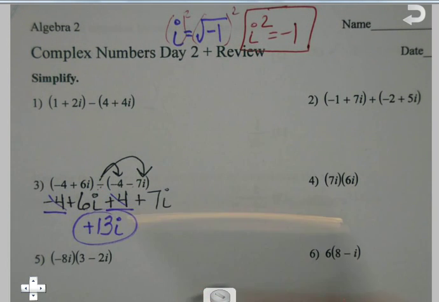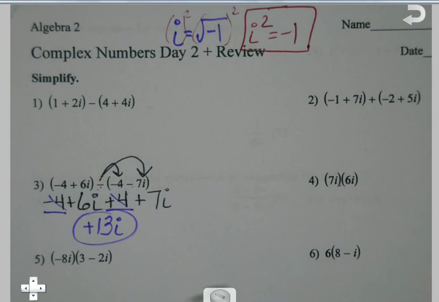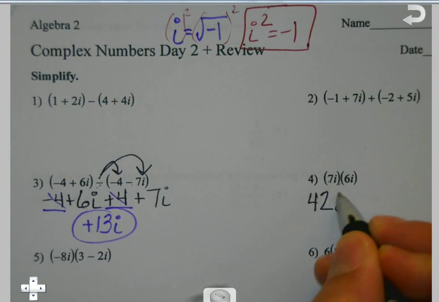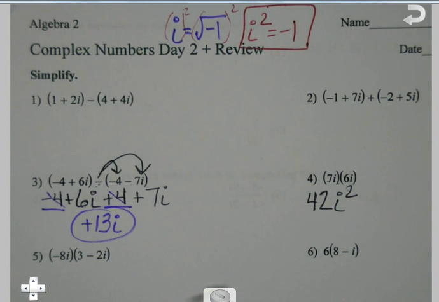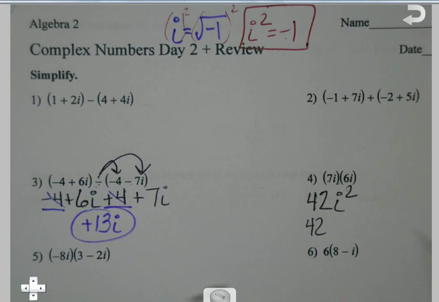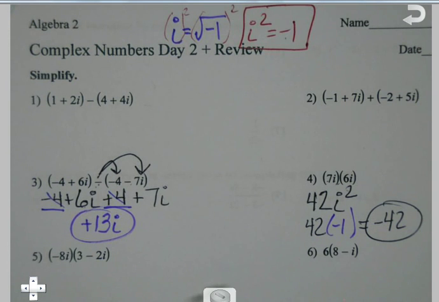Because if it's not a plus or minus in the middle, like it is here on 4, once we get up here, now I'm multiplying. So if that's the case, 7 times 6 is 42. i times i is i squared. Ooh, i squared. i squared is -1. And -1 times 42 is -42. Okay? I should never see an i squared in an answer because we have a value for it. i's are okay in your answer, just not i squared.